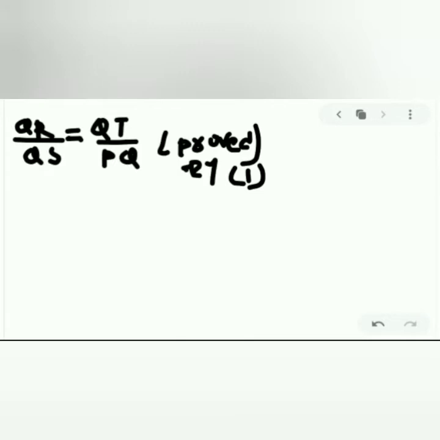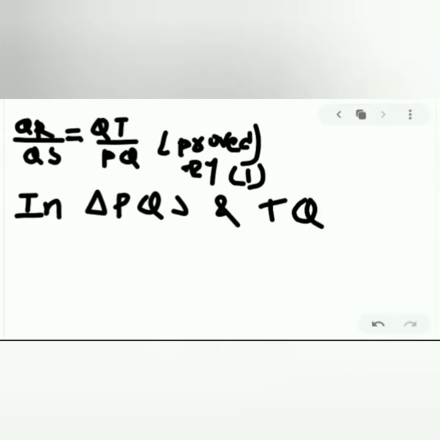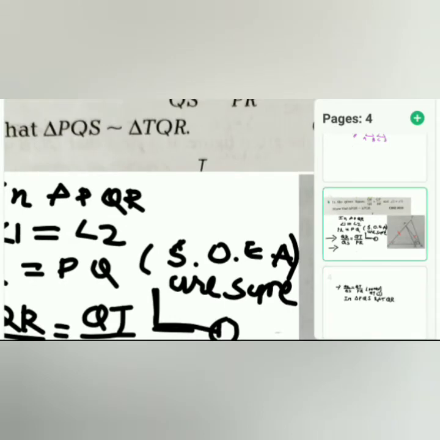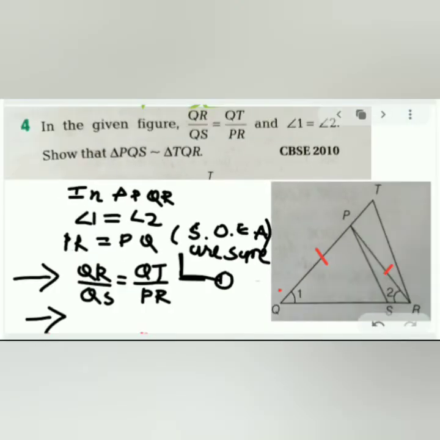Now we are talking about two triangles that we have to prove similar: triangle PQS and triangle TQR. Now how will we prove these two triangles similar? Here the ratios of two sides are the same, and we will use one angle. How will we use that angle? As you can see over here, angle Q is common in both of them, but they have different names.